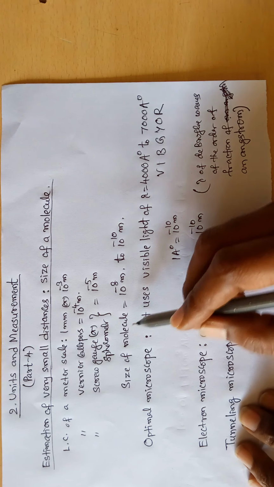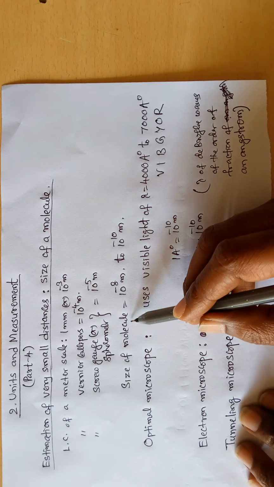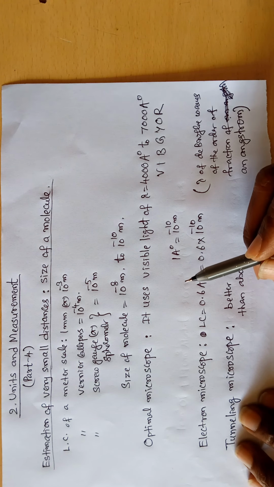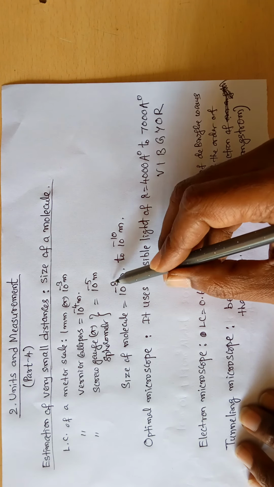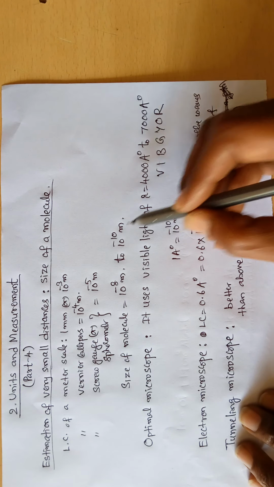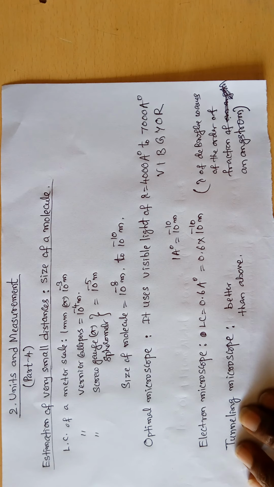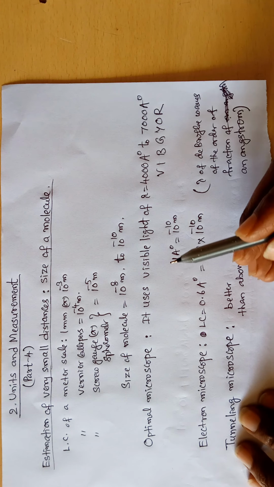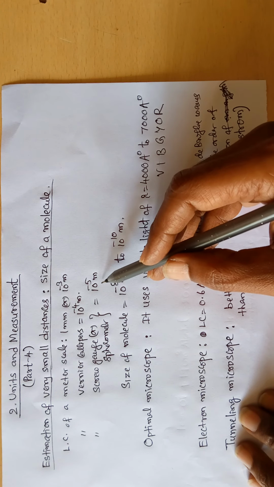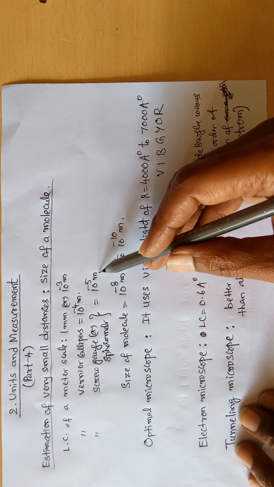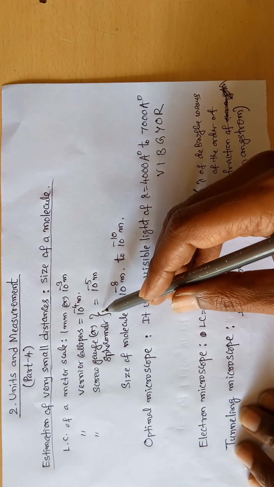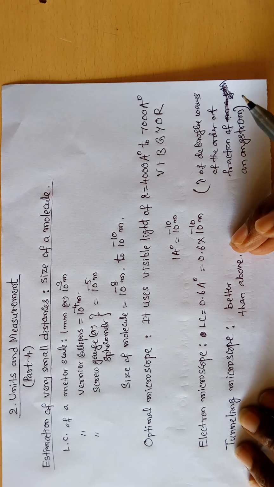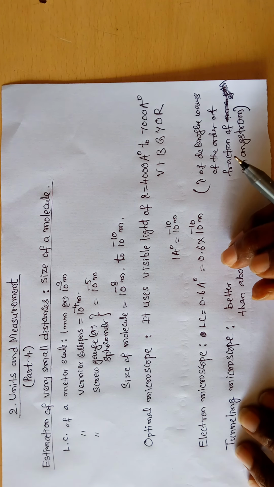Then what is the size of a molecule? The size of a molecule, or diameter of a molecule, is from 10 power minus 8 meter to 10 power minus 10 meters. But see, out of the three instruments, the screw gauge is sensitive, but its least count is only up to 10 power minus 5 meter. So it cannot measure the diameter of a molecule. So we should go for alternative methods.